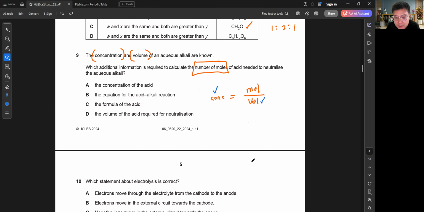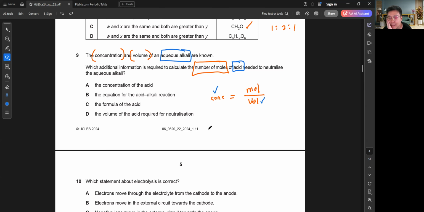Looks like, oh wait, this one is giving for the alkali. So there's deeper to that. This one is giving the information for the alkali. So we get the mole of the alkali. And then we want to calculate the number of mole of acid needed. So do be very careful. This one here is talking about acid. The other one is talking about alkali. Yeah, so it's a little bit tricky.